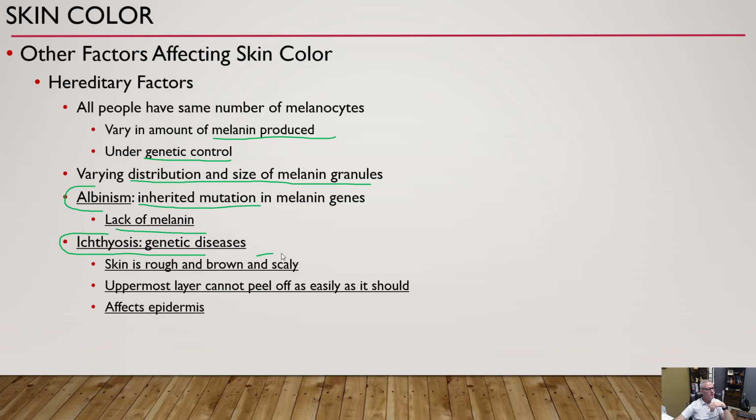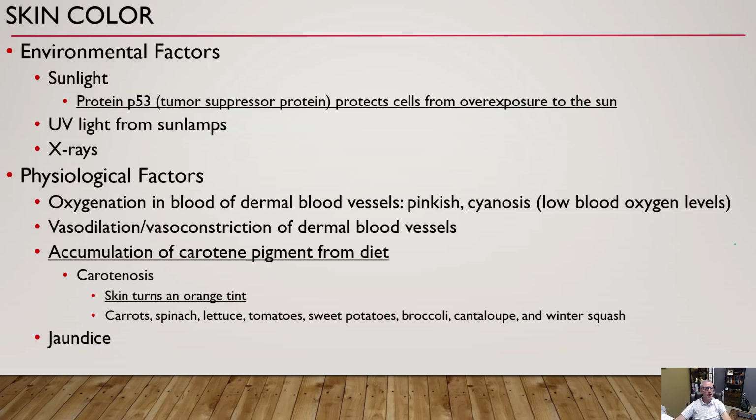But the skin is actually kind of rough and scaly, kind of brown, and that stratum corneum layer can't peel off, and so it's going to affect the epidermis. It appears kind of scaly and very rough. All right, so, other environmental factors are sunlight.